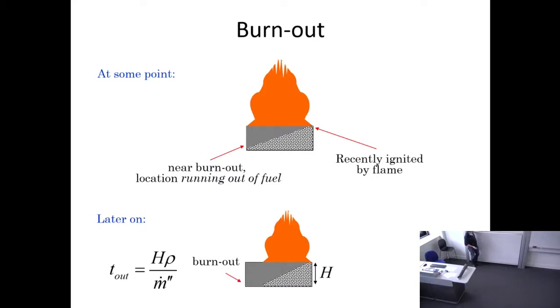When you look into the time to burnout, you take the heat of combustion, you take the amount of fuel that you have, this is the height of the fuel, and the density that you have and the burning rate of the fuel. You do this for different amounts of fuels that we have in the room, different materials, different thicknesses, you get this magic number, which is about 15 minutes. In reality, it goes from 12 to 19 minutes.